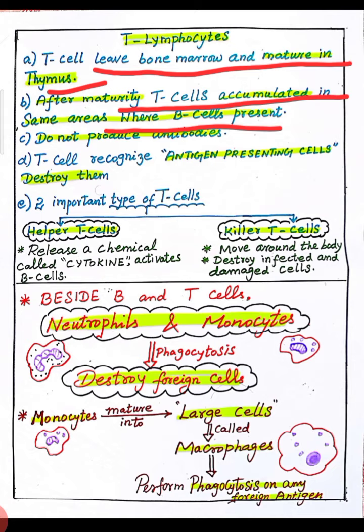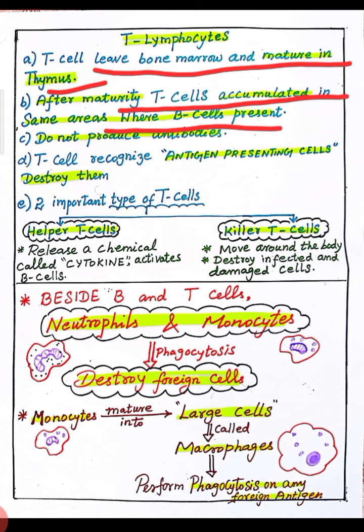Lymph nodes, spleen, the secondary lymphoid organs. I am talking about the secondary lymphoid organs. After getting mature, the T cells also accumulate where the B cells accumulate. Wherever B cells have accumulated, the T cells also go and accumulate next to them.